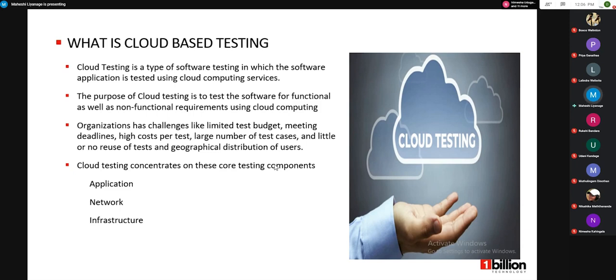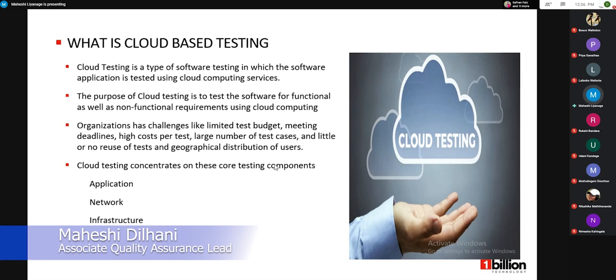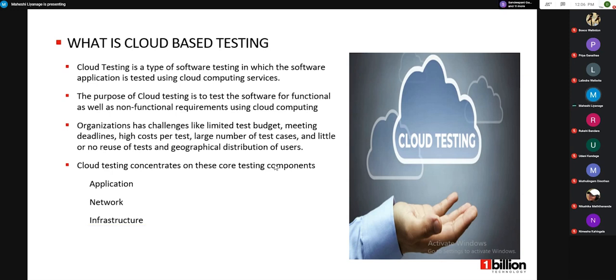In cloud testing, we have to concentrate on some core testing components. Those are application, network, and infrastructure. If you take the application, this will cover testing the cloud-based software for functionality, data security, and browser compatibility with end-to-end business workflows.